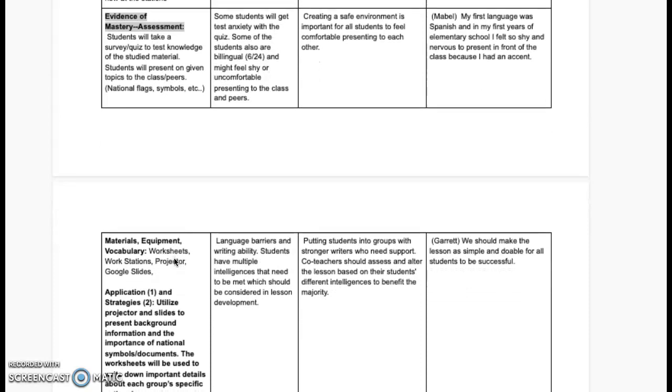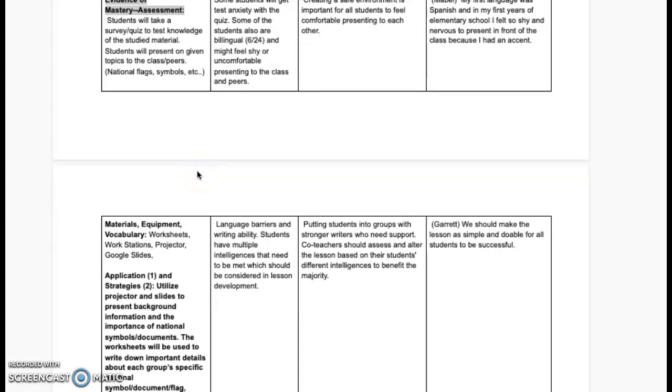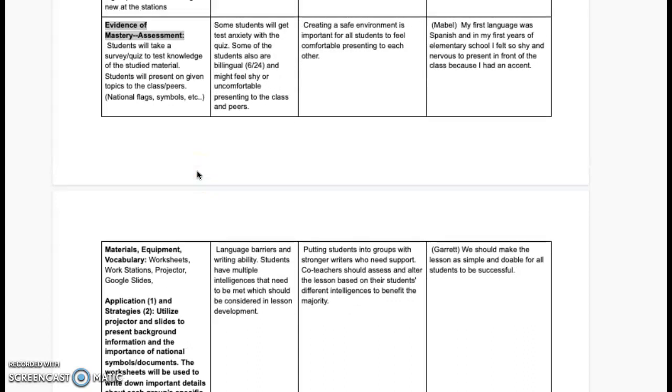We move on to evidence of mastery assessment. We wrote down students will take a survey/quiz to test knowledge of the study material. They will also be giving a little presentation to their class and their peers. So two types of assessments we have here.